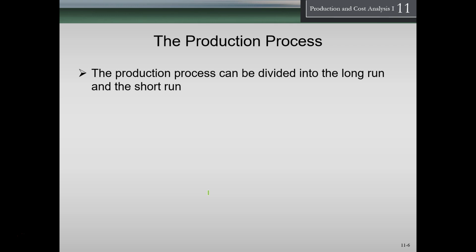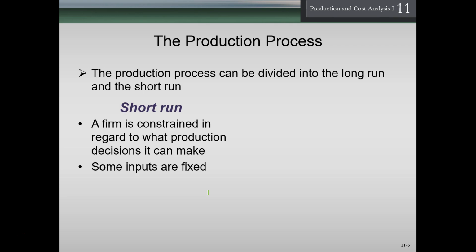So the production process can be divided into long run and short run. When we think about the short run, a firm is constrained in regard to what production decisions it can make. Some inputs are fixed. So when we think about short run decision making, we can break our costs out into fixed costs and variable costs. Variable costs will change with production, and we usually have control over those. Fixed costs, on the other hand, we don't normally have control over in the short run. A fixed cost classically being like the rent. The rent is what the rent is.